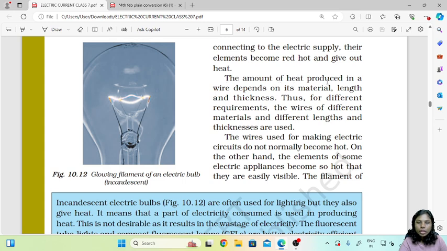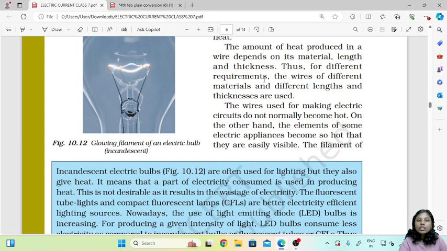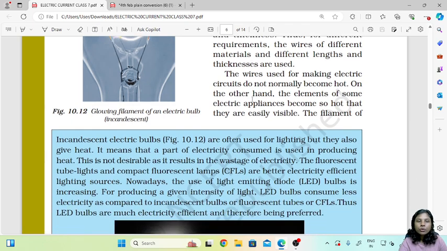So the amount of heat produced in a wire depends on its material, length and thickness. So three things we need to remember. The amount of heat produced depends on three things. First is the material, second is the length, and third is the thickness. Thus for different requirements, wires of different materials, lengths and thicknesses are used.